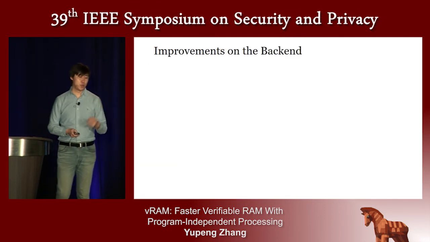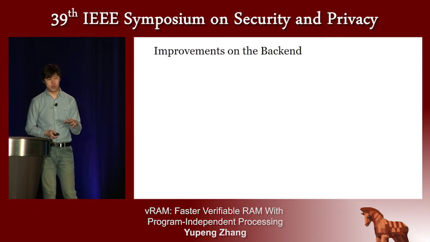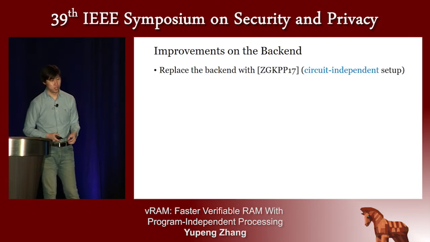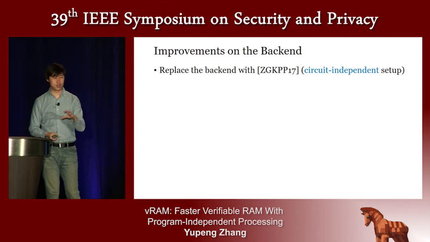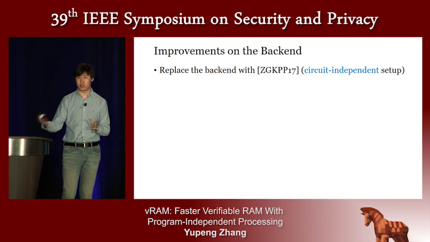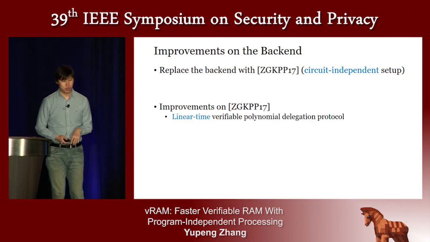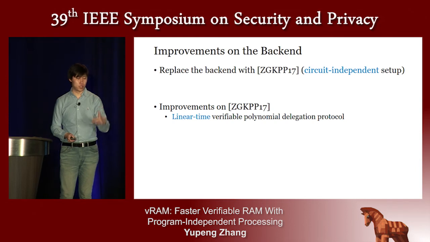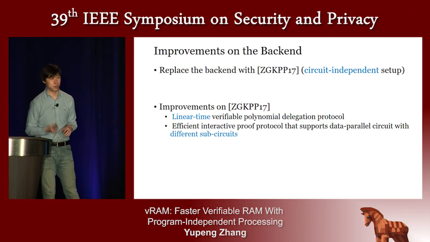So finally, we also have some improvements on the backend. We need to choose the correct backend that is suitable for our application, namely that we don't want the circuit to be fixed ahead of time. So we replace the backend in the existing work with a different construction that was proposed in last year's Eurocrypt. The key difference is that it requires a circuit-independent setup phase so that we can generate the circuit on the fly without a separate preprocessing. And we also have some improvements on this backend. We construct a linear time verifiable polynomial delegation part and also make the interactive proof part more efficient for the front end we are building. And you can refer to our paper for more details about these improvements.